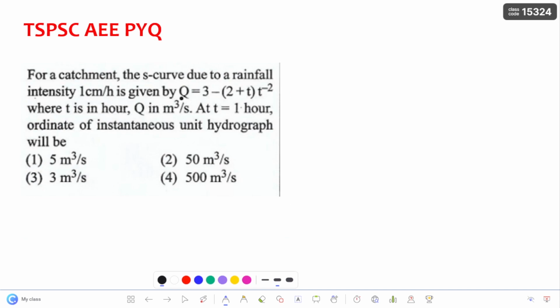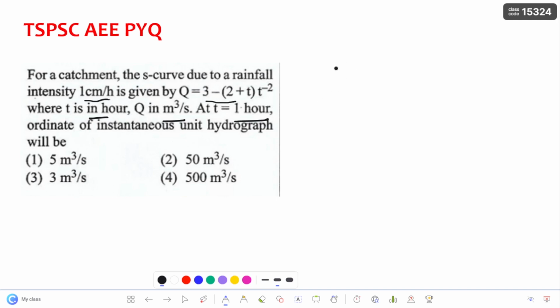Next, coming to the next question. For a catchment, the S curve due to a rainfall intensity of 1 cm/hour is given by Q is equal to 3 minus of 2 plus T inverse. The expression is given, T is in hours and Q is in meter cube per second. At T is equal to 1 hour, the ordinate of the instantaneous unit hydrograph is asked.